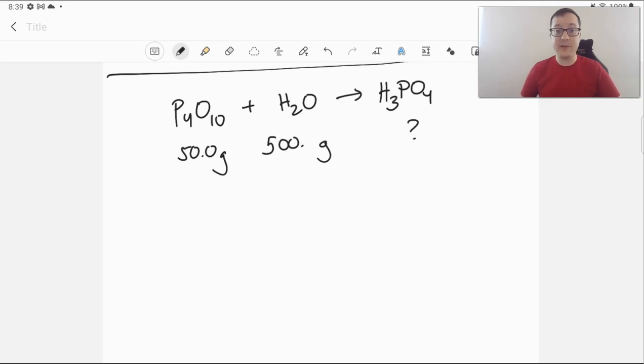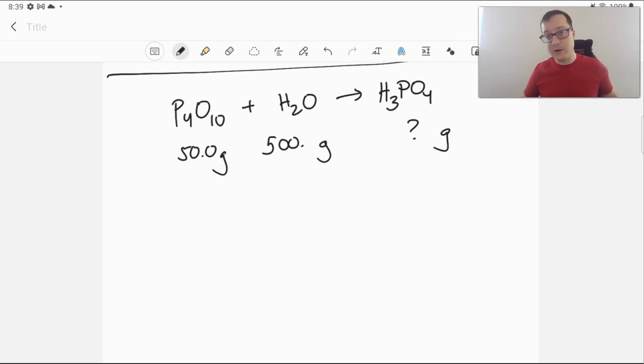All right, let's do another one. Suppose we have 50 grams of tetraphosphorus decoxide and 500 grams of water, and we want to put those together to react to make phosphoric acid. Let's see how much phosphoric acid we can make in grams.